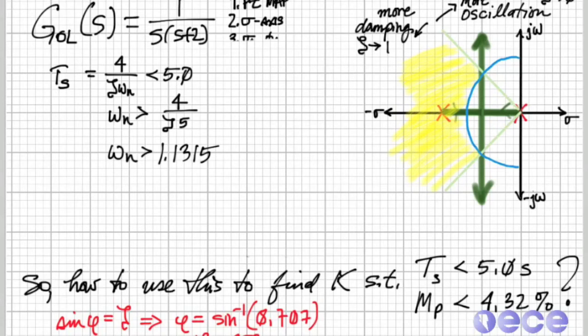So anything in yellow will allow us to meet the settling time requirement and the percent overshoot requirement that we have. Anything that's out here in the red violates the zeta requirements. The parts that are in here satisfy zeta, but they don't satisfy the settling time requirement for omega n. And these two parts don't satisfy either one.